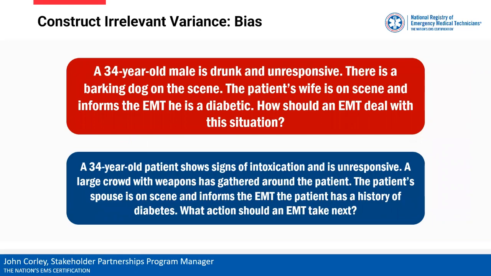So, construct-relevant variance bias. Here you have at the top: a 34-year-old male is drunk and unresponsive. There's a barking dog on scene. The patient's wife is on scene and informs the EMT he is a diabetic. How should the EMT deal with this situation?